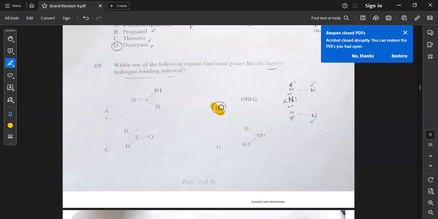Hydrogen bonding between the compounds or among the compounds. There's been a split between choice B and choice C. Those are the chosen ones. What's your opinion? Which one has the highest potential for hydrogen bonding?